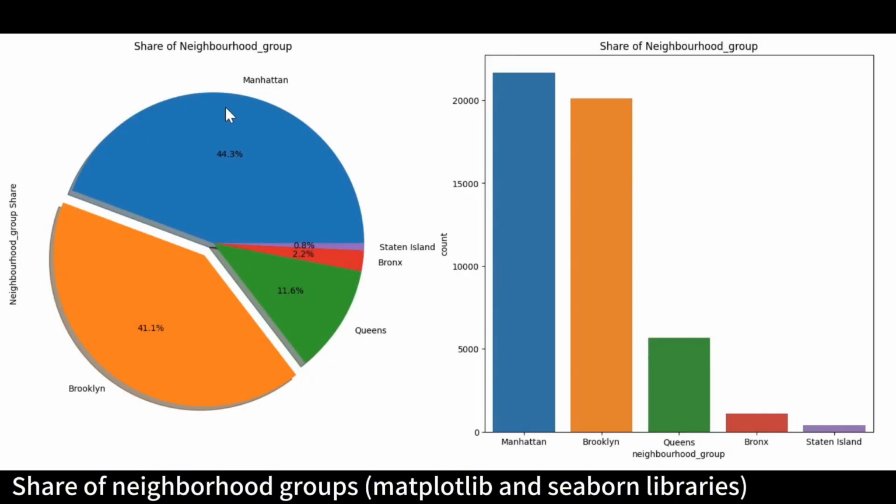You can see that the pie chart and bar chart are used to show the share of listings in each neighborhood group using the Matplotlib and Seaborn libraries. After analyzing nearly 49,000 observations, it can be inferred that Manhattan had the highest share of hotels and Staten Island had the lowest share of the hotels.